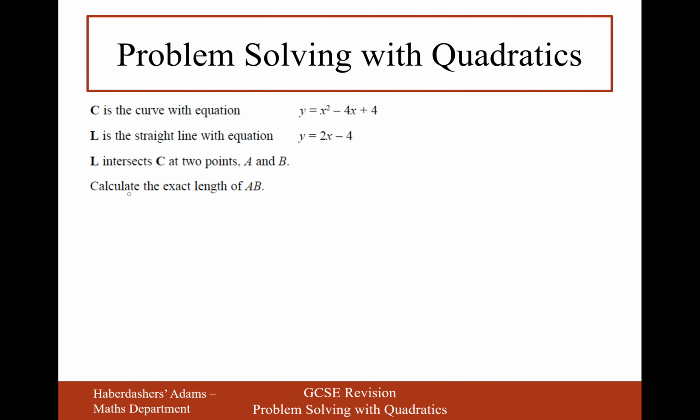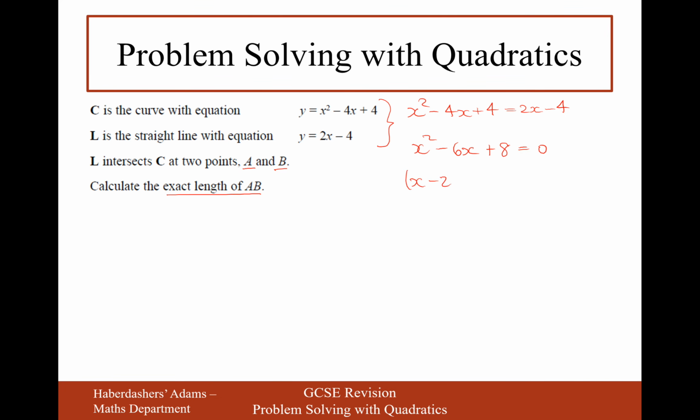Okay, so in this question here we want to find the exact length of A to B and we need to find the coordinates A and B. So, what we need to do, the coordinates A and B are where the two lines intersect, and if we want to find out when two lines intersect, we set the equations equal to each other. And to solve a quadratic equation we have to move everything onto the same side. And then we'll solve it.